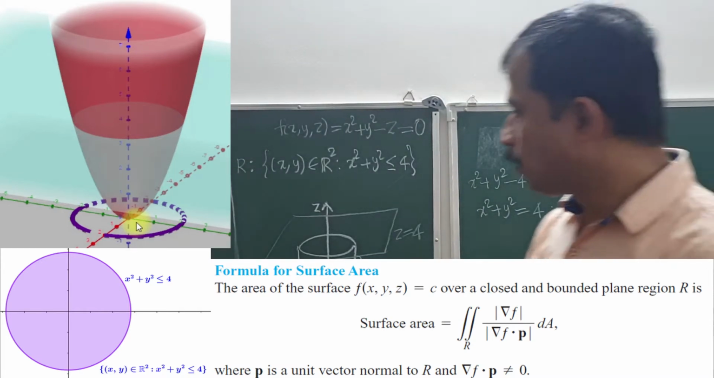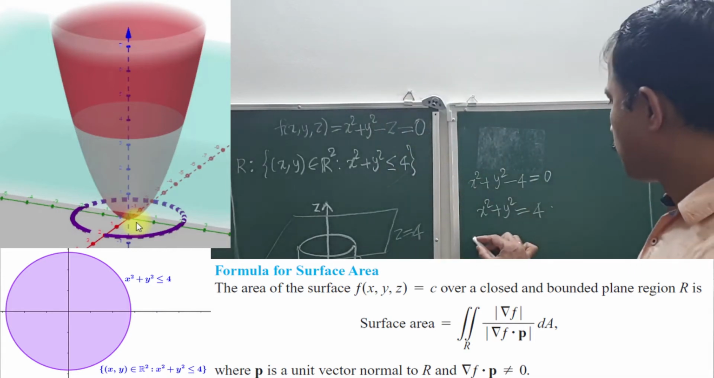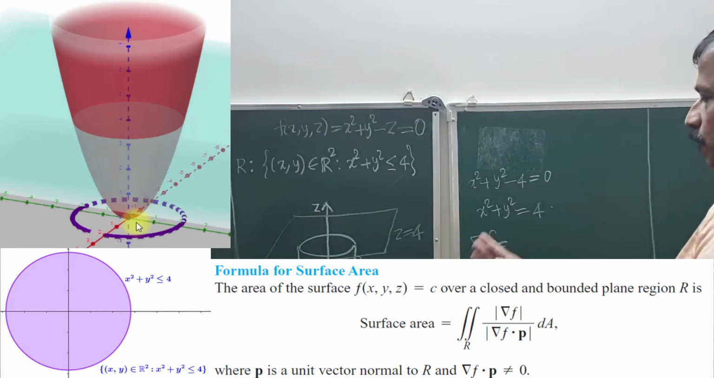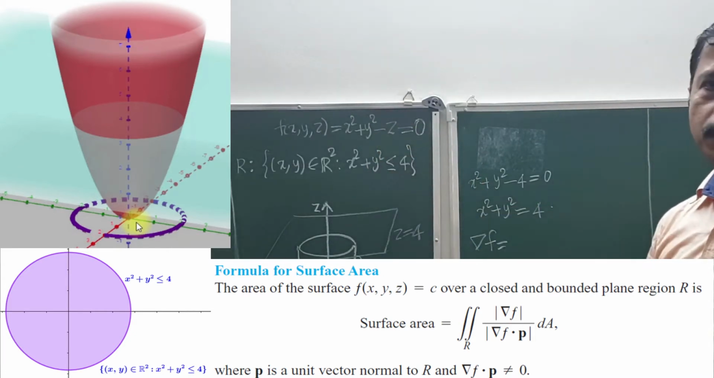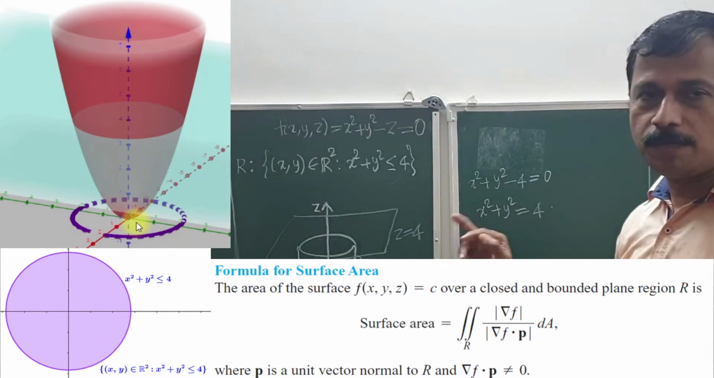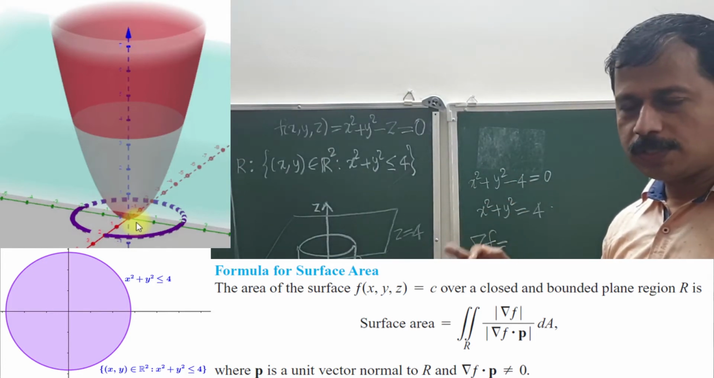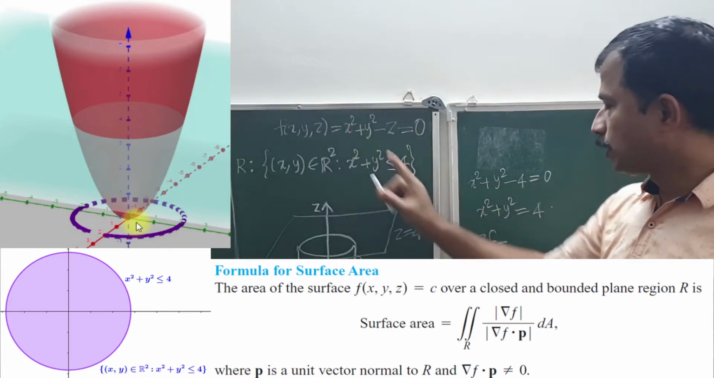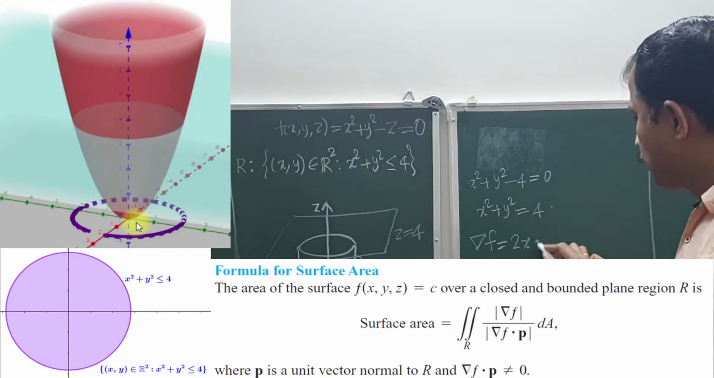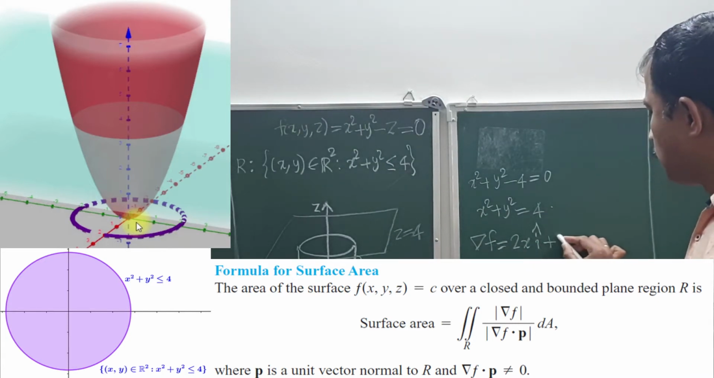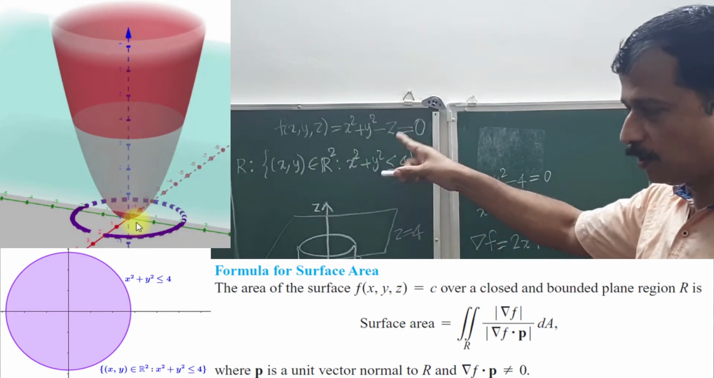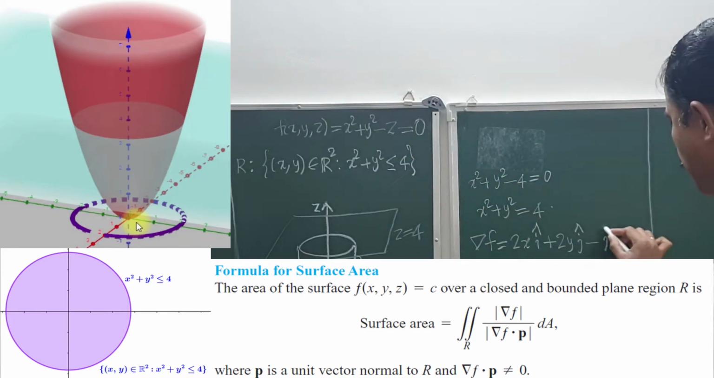And we have to use this formula. What is grad f here? Grad f is the partial derivative of f with respect to x times i plus the partial derivative of f with respect to y times j plus the partial derivative of f with respect to z times k. So from here the partial derivative of f with respect to x is 2x, so this is 2x i, plus the partial derivative with respect to y is 2y, so 2y j, and the partial derivative with respect to z is minus 1. So this is minus k.